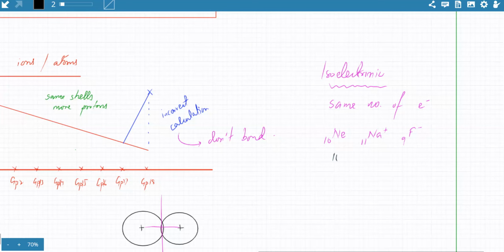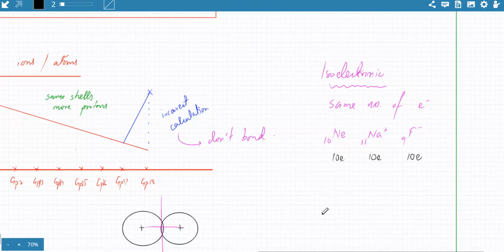Neon के पास तो वैसे ही 10 electrons, it's a neutral atom. Sodium had 11 electrons, but now it's plus 1, so that means it has a total of 10 electrons. Or fluorine was minus 1, it has 9 protons, but now it's minus 1, so it also has 10 electrons. So they all have exactly the same number of orbitals, subshells, the same shells. So the electronic configuration is identical.